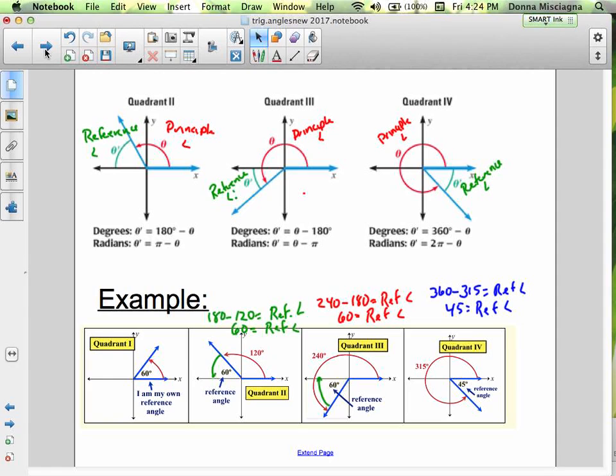And then last, to find the reference angle in the fourth quadrant, we just subtract the principal from 360, or 2 pi if we're in radians. So the last example is over there. 315 degrees is the principal. If I subtract that from 360, 45 degrees is the reference angle. So there are 4 examples. They're just that simple. Now these were all in degrees, but it's the same working in radians. It's just a little bit different number.